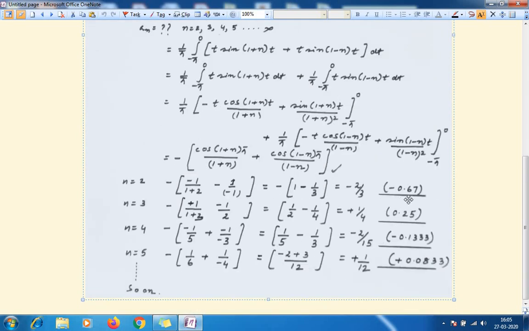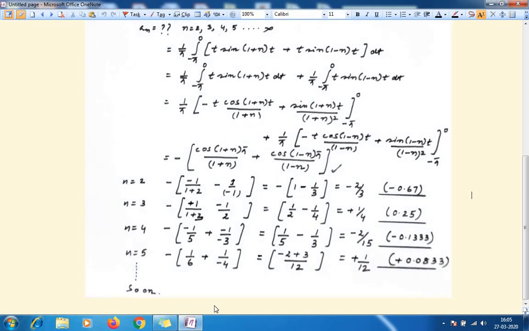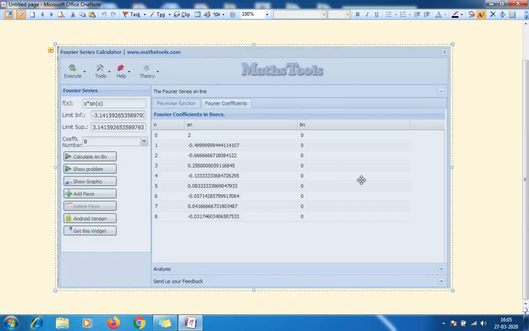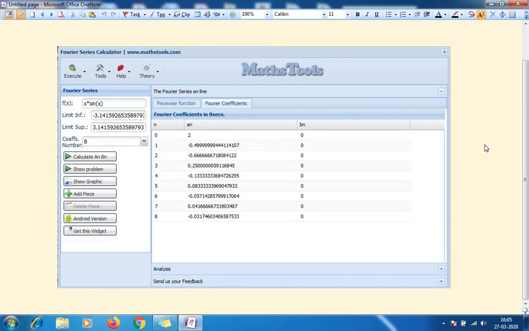Once you calculate the various coefficients, you can compare with the software results, and this is the software result for the half range Fourier series, and they are matching. So once they match, the problem is solved, and you can be sure that your general term was okay, the general term was precise.